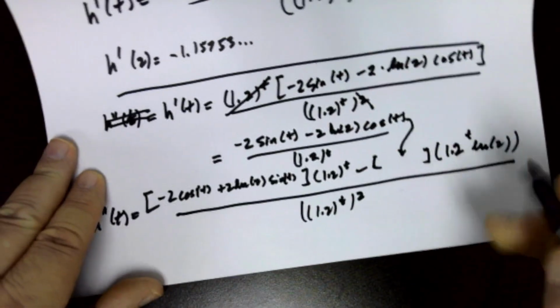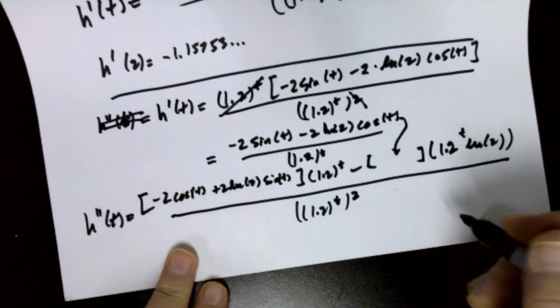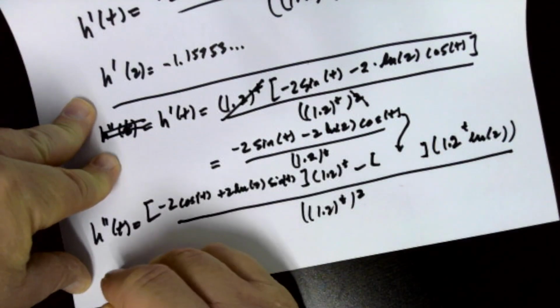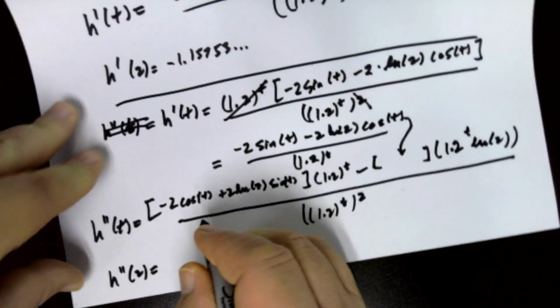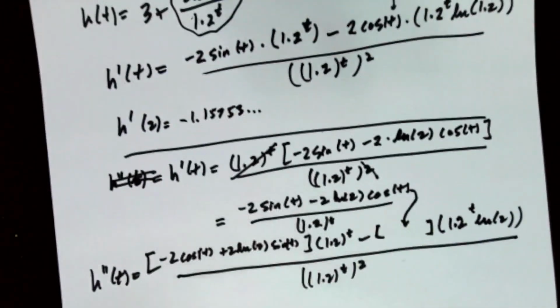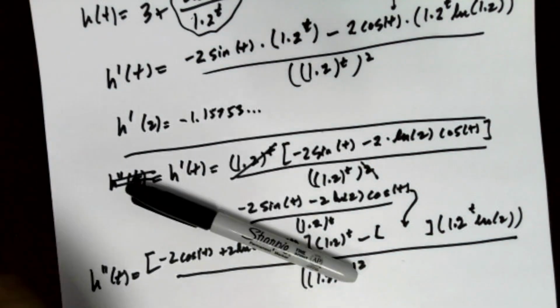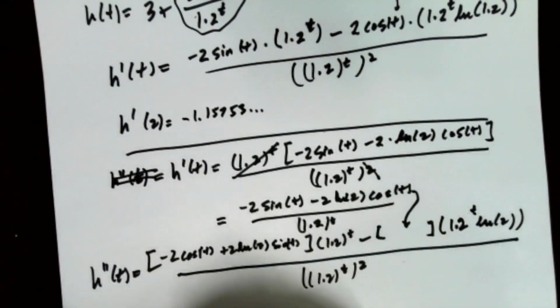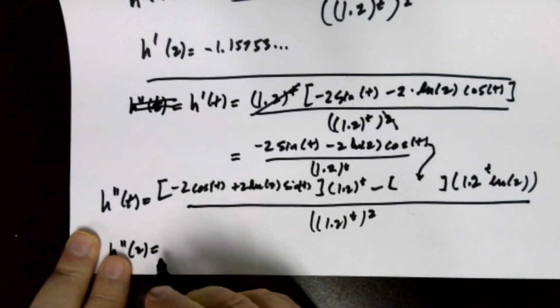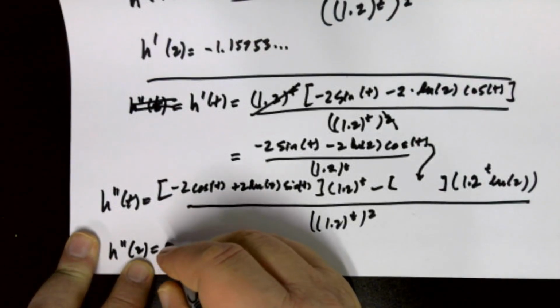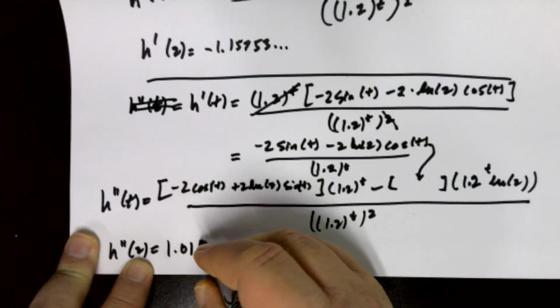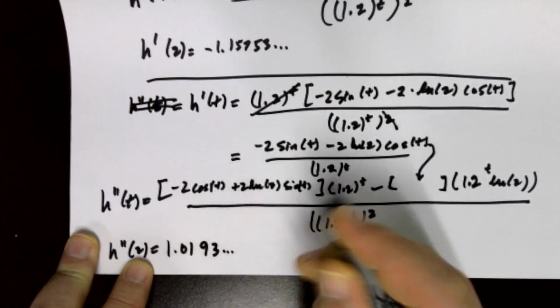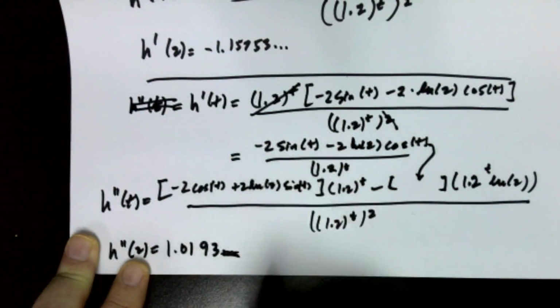But yeah, we could just plug in 2 now to get that. And hang on again, I'll go get my calculator. Okay, so I get that the second derivative, way down here at the bottom, is 1.0193... Well, let's round it off.